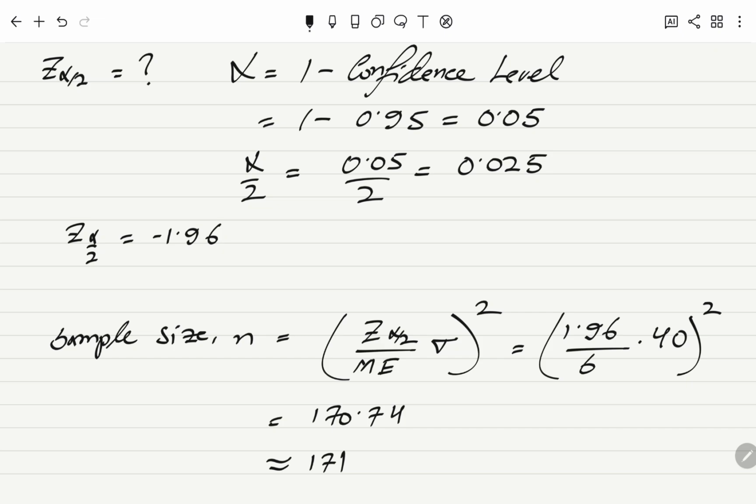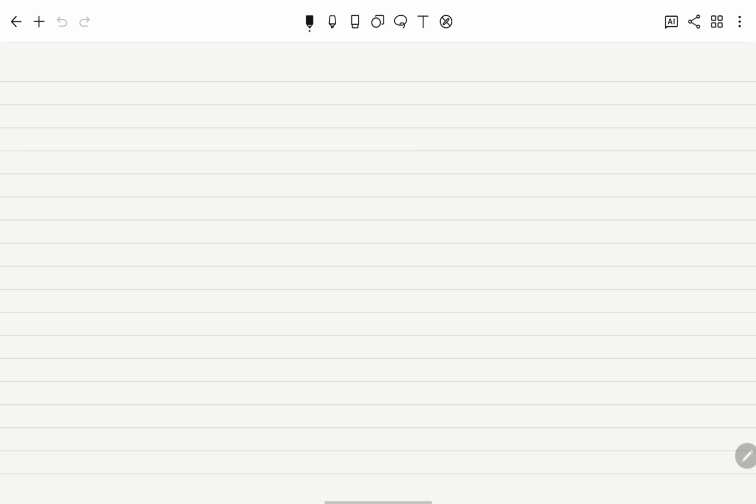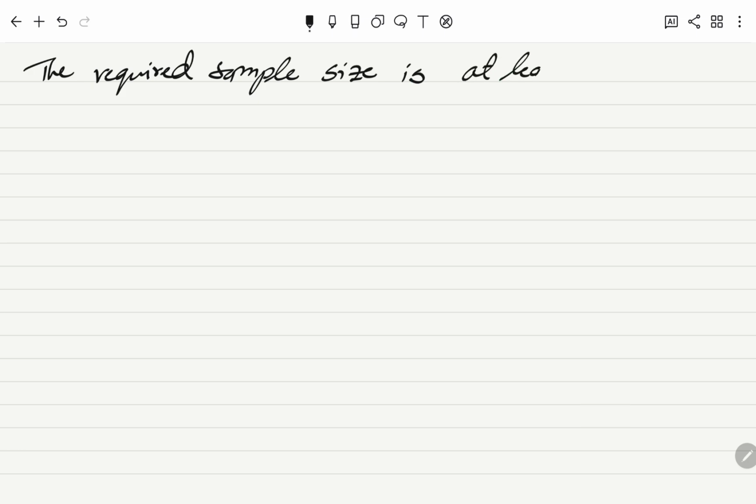So here, the final answer is that the required sample size is at least 171.